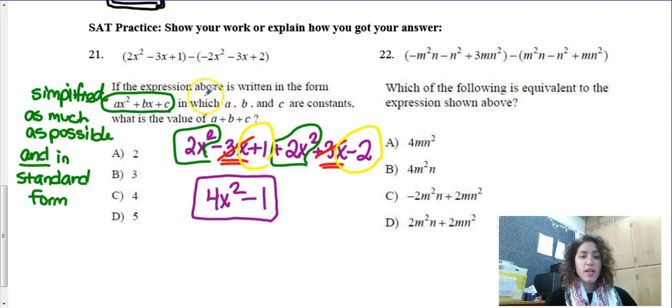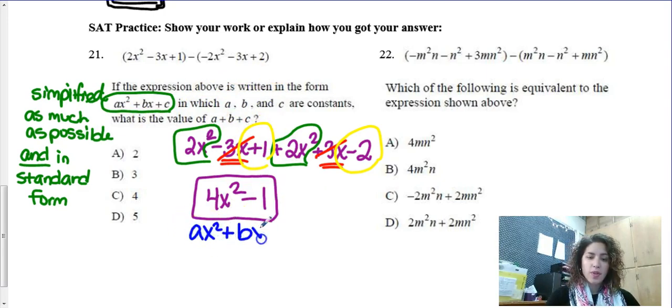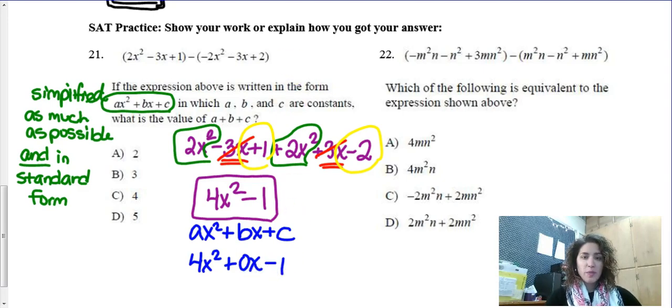So let's go back and reread. We've accomplished this. We've simplified it as much as we can. It's in highest power to lowest. But it says, what's the value of a plus b plus c? So if I rewrite ax squared plus bx plus c underneath, and now I'm going to line up my answer, 4x squared. I have no middle term, so I can say plus 0x, and then minus 1. It helps me to see that a is 4, b is 0, and c is negative 1.